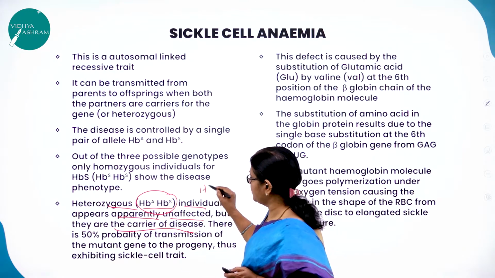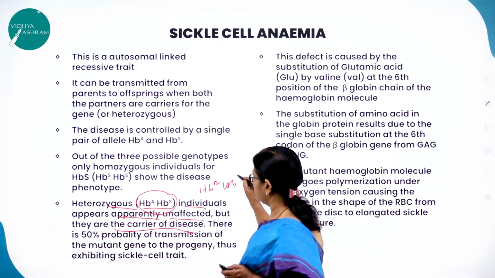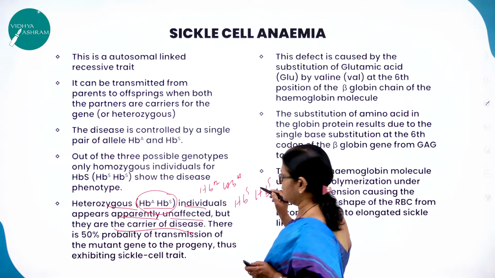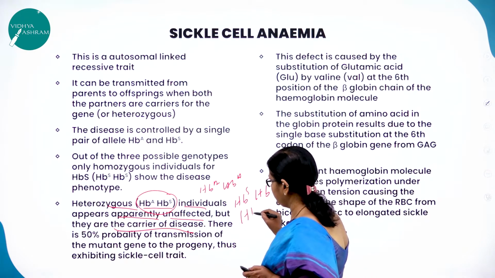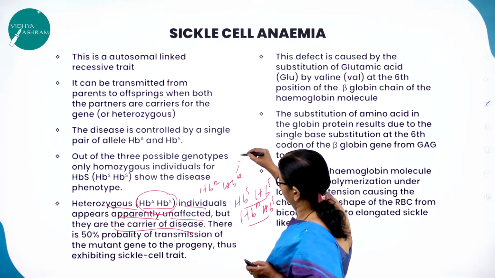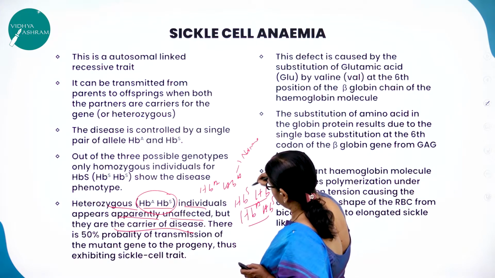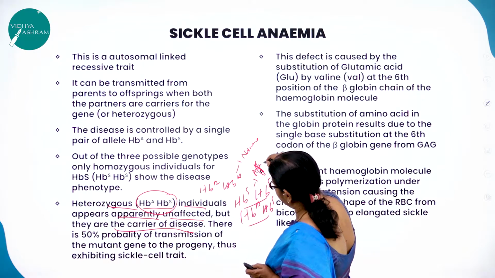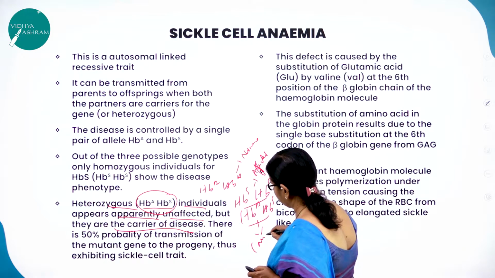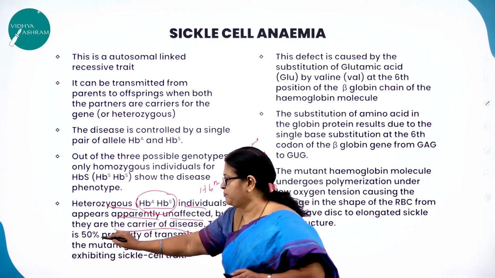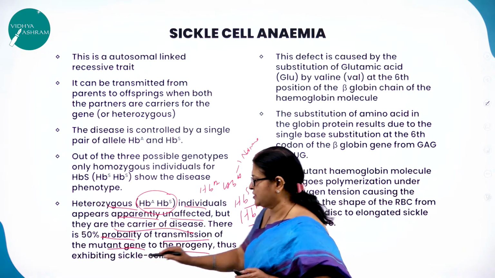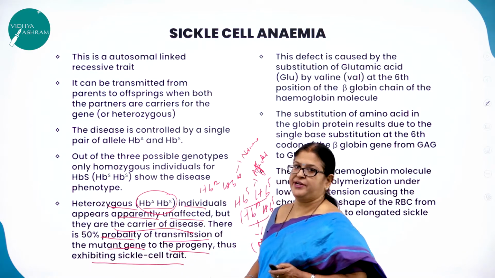Suppose if it is both HbA, normal. If it is HbS, affected. If it is HbA and HbS, these are normal, these are affected, and this is carriers. They will be the carrier. That is, there is 50% probability of transmission of the mutant gene to the progeny, thus exhibiting sickle cell trait.